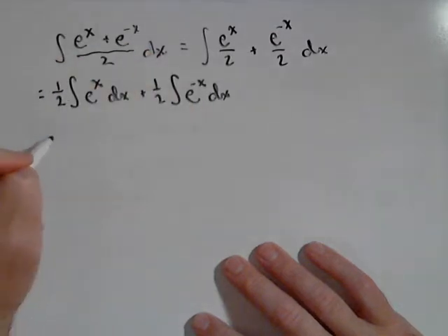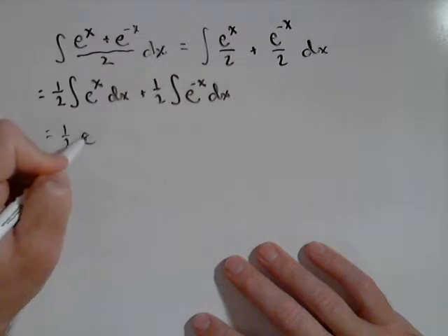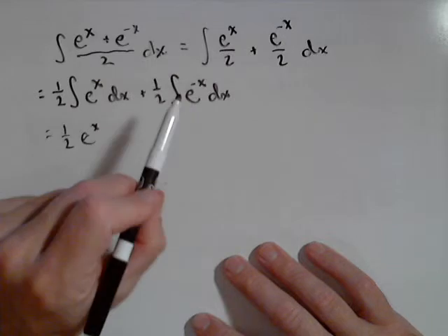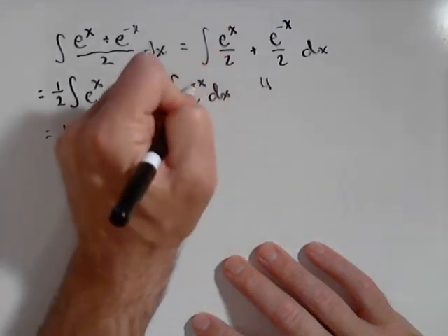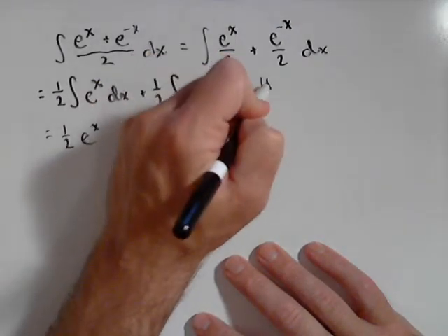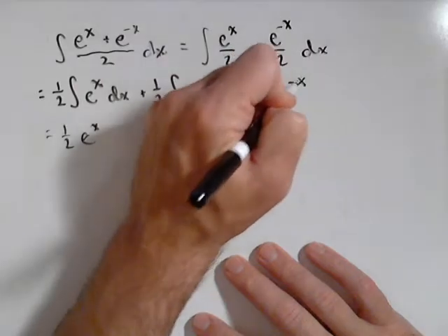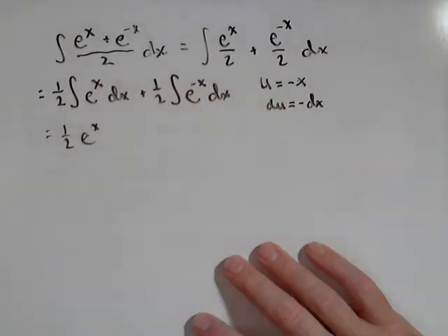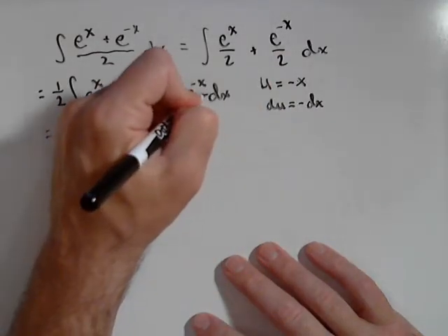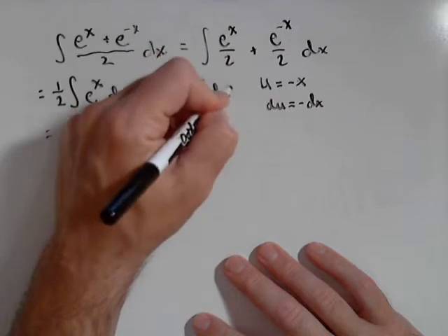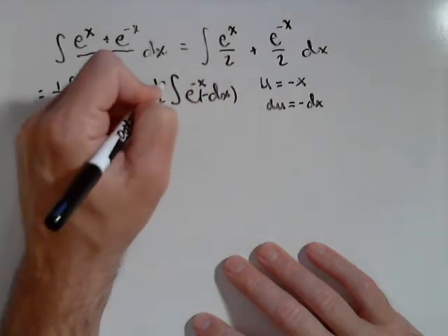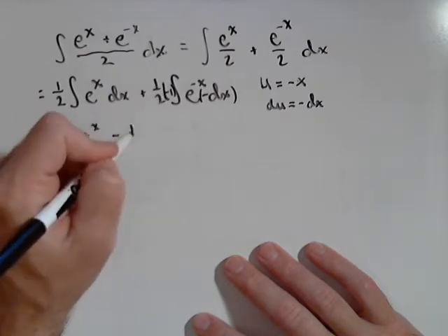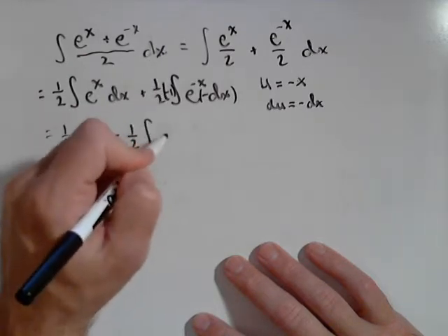First part is easy. It's just 1/2 e to the x, because the antiderivative of e to the x is e to the x. The second part, we might want to go ahead and use a u sub, because we have more than just x up in the exponent. So u equals negative x, therefore du equals negative dx. So what that tells me is I need a negative on my dx. Well, to compensate for that, I'll multiply by a -1 outside. So I have a negative 1/2 times the antiderivative.